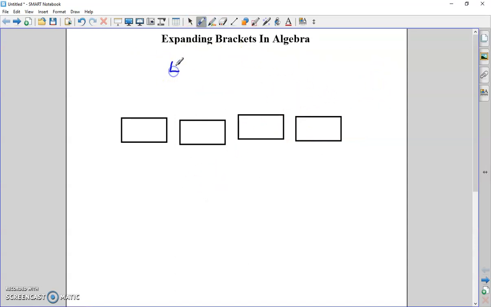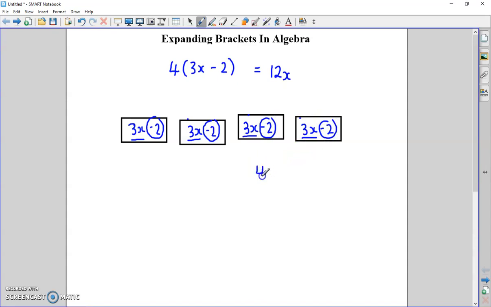If we had 4 lots of 3x minus 2: 1, 2, 3, 4. There's the 4. 3x minus 2, 3x minus 2, 3x minus 2, 3x minus 2. What have we got? 3, 6, 9, 12. 12x, 4 times 3x is 12x. And we've got minus 2, another minus 2, another minus 2, and another minus 2. That is 4 lots of minus 2. Well, if we count in minus 2s: minus 2, minus 4, minus 6, minus 8. 4 times minus 2 is minus 8.